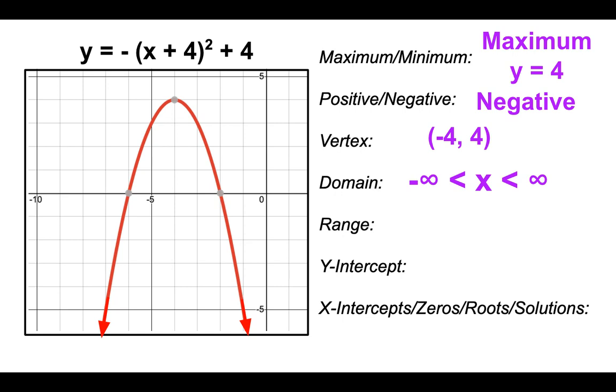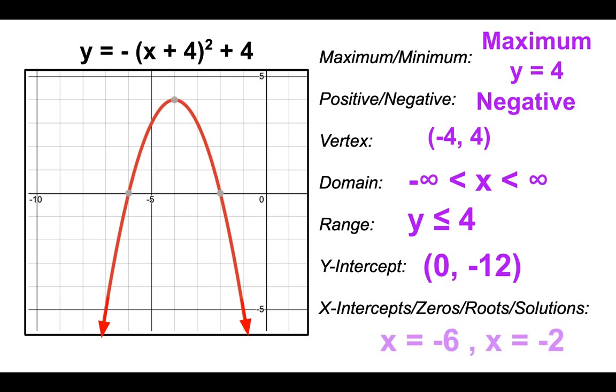the way. Our range is y is less than or equal to 4 because we can never get past 4 and we are going down forever. The y-intercept is where we cross the y-axis at 0, negative 12. Lastly, our x-intercepts, zeros, roots, or solutions, they all are different words for the same meaning. That is where we cross the x-axis, and we can see we cross it at x equals negative 6 and x equals negative 2. That completes our first example.